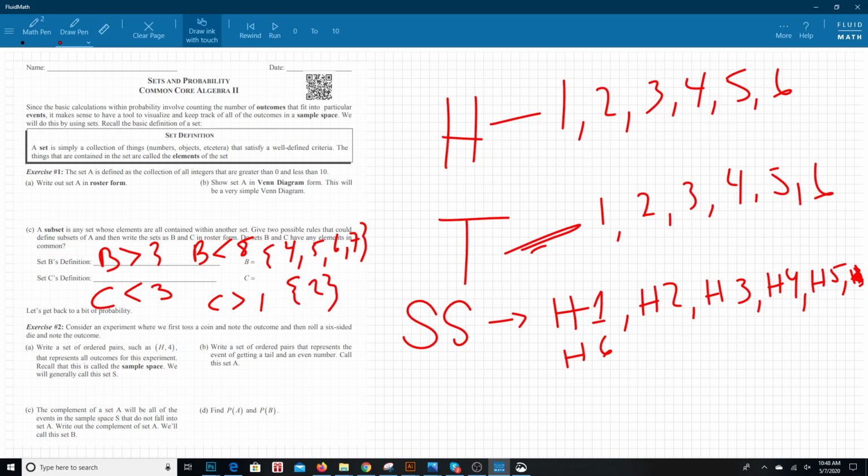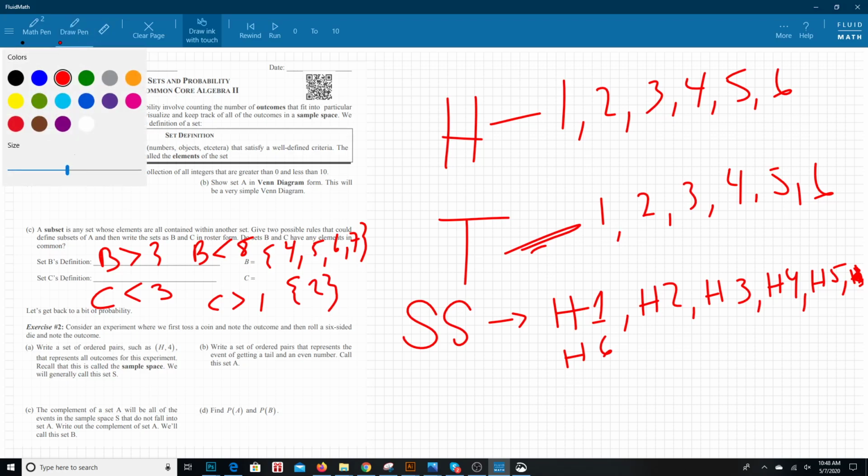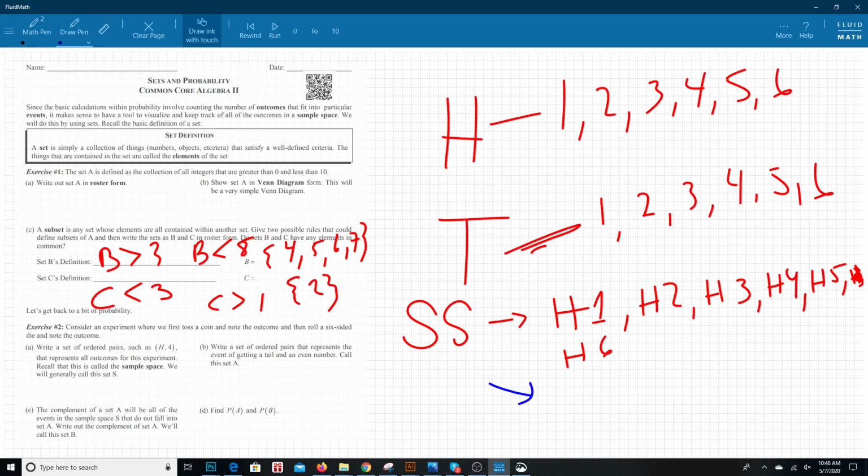All right. We can do the same thing for tails, right? We can do a different color. T1, T2, T3, T4, T5, T6. So our entire sample space would be all of these elements entirely.